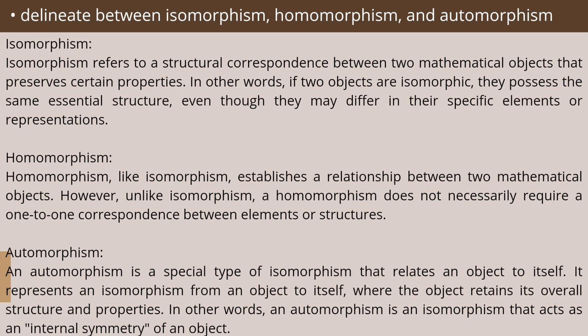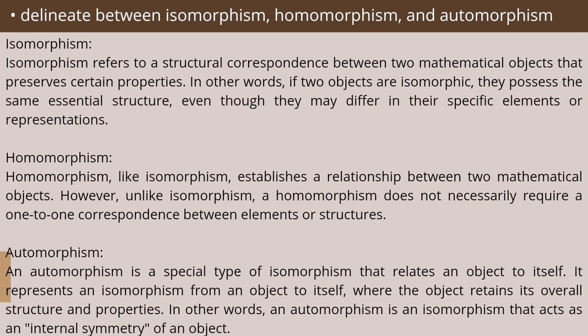In algebra, an automorphism of a structure such as a group, ring, or field is an isomorphism from the structure to itself. In the context of group theory, an automorphism is a bijective map that preserves the group operation, identity element, and inverses. In graph theory, an automorphism of a graph is a permutation of its vertices that preserves the adjacency relationships and connectivity.